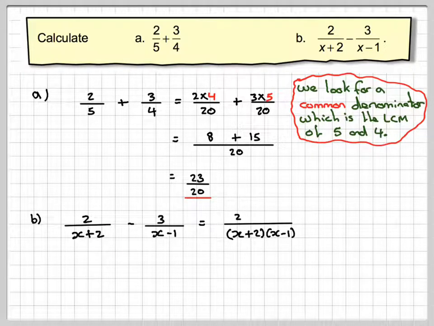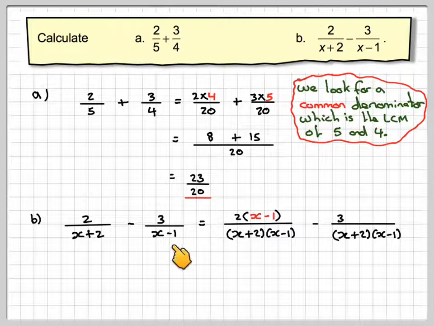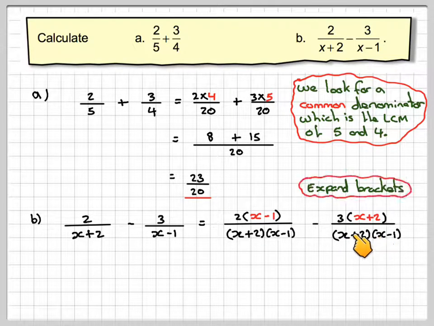And then we've got 2 here. We've multiplied the x plus 2 by x minus 1. So we must do the same for the 2. So the same idea as we've done up here. Minus, and then we've done a 3, and we multiply this x minus 1 by x plus 2. So we need to multiply the 3 by x plus 2.